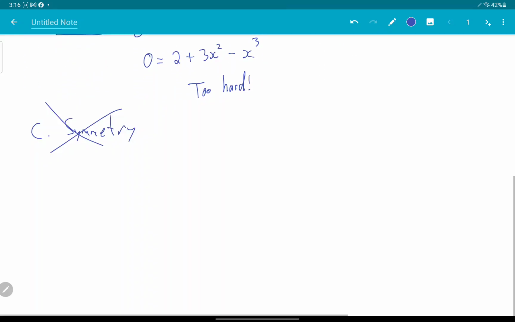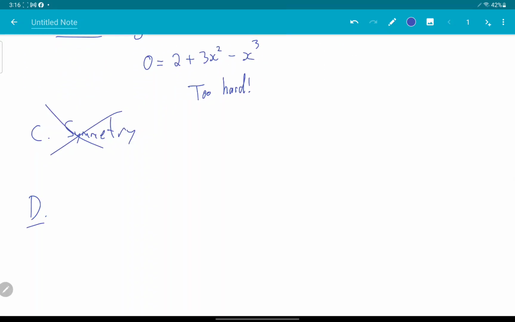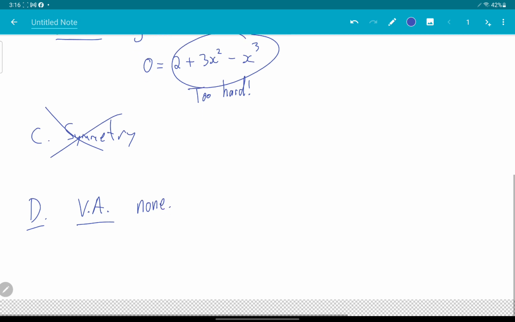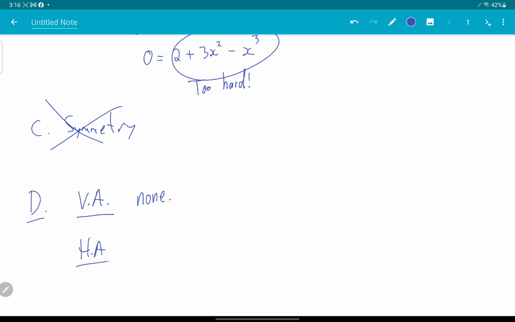Asymptotes. D. Okay, so for vertical asymptotes, VA, what you would do is ask yourself, when is my function shooting up to infinity or shooting down to infinity? Well, that's not happening here, right? I'm never going to have a division by 0 here. So, no vertical asymptotes.